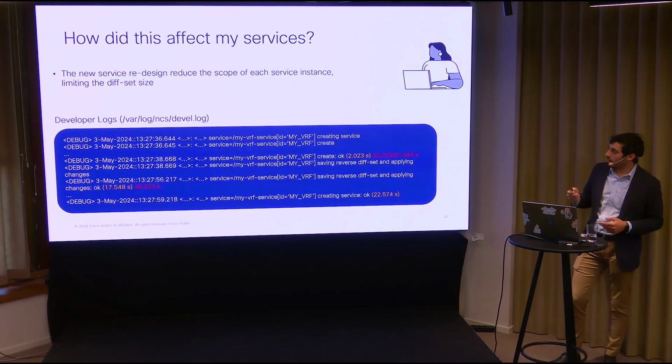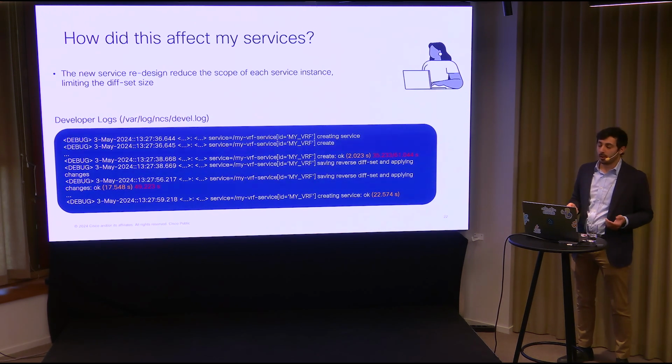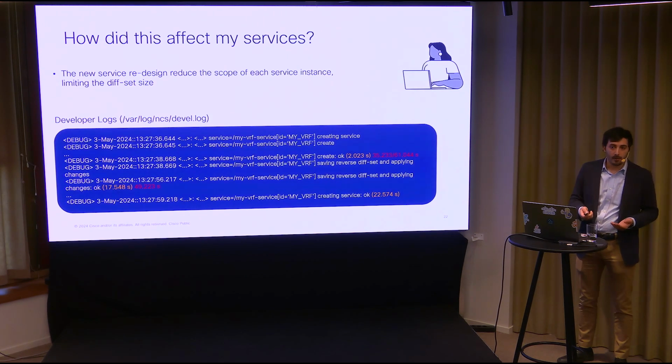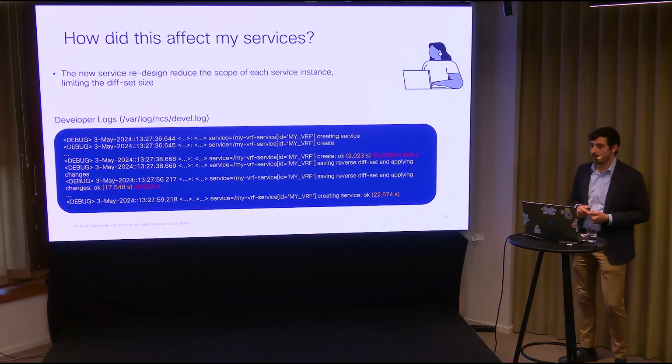You might be wondering, okay, if I reduce the scope and I'm limiting the diff set size, why did my Python code also take less time to execute? Well, the answer is very simple. Depending on your Python code, you need to apply a template for each interface, for each device. You might need to read part of the configuration on the device for each interface, and that takes time. So this solution reduces not only the reverse diff set calculation, but also the time to execute my callback.